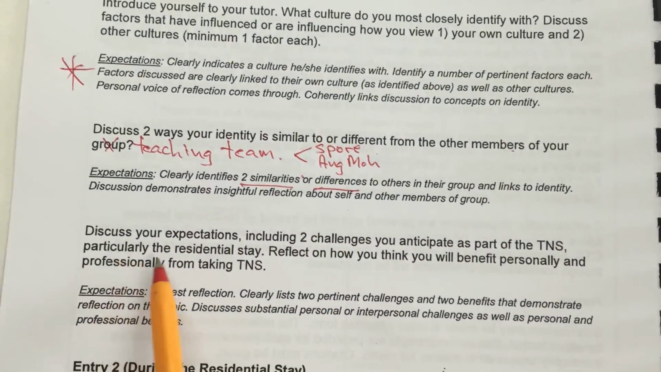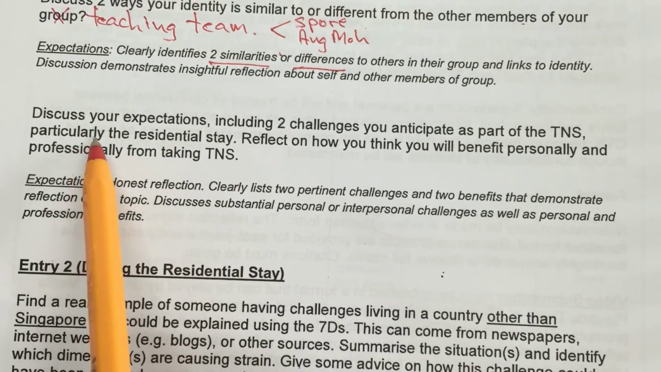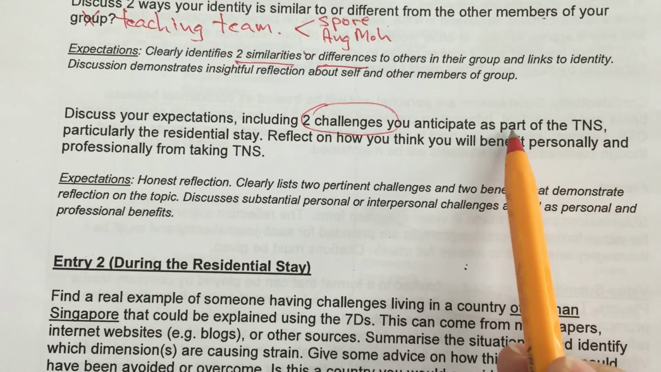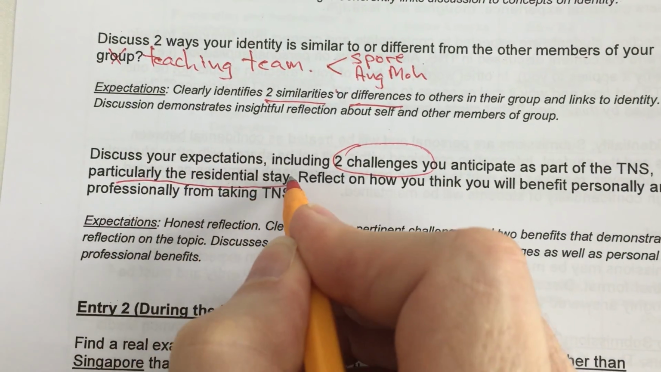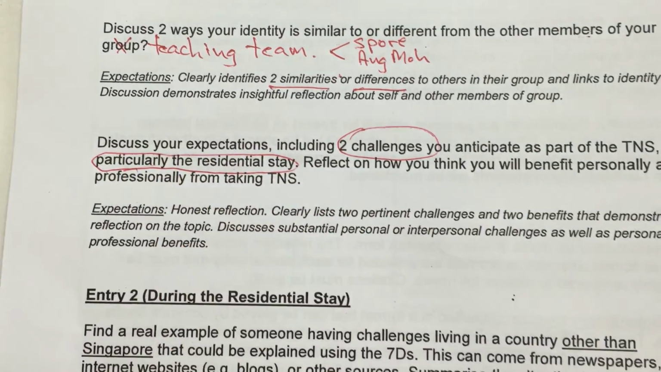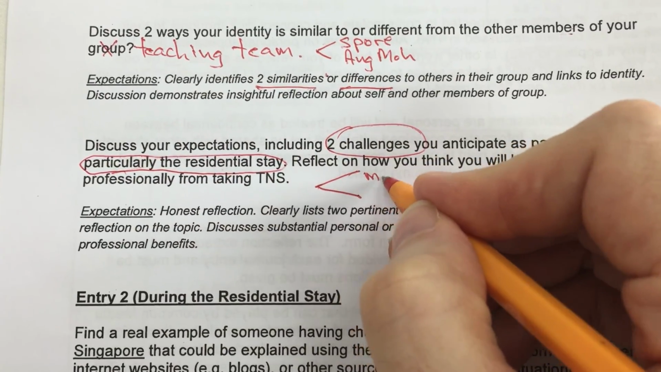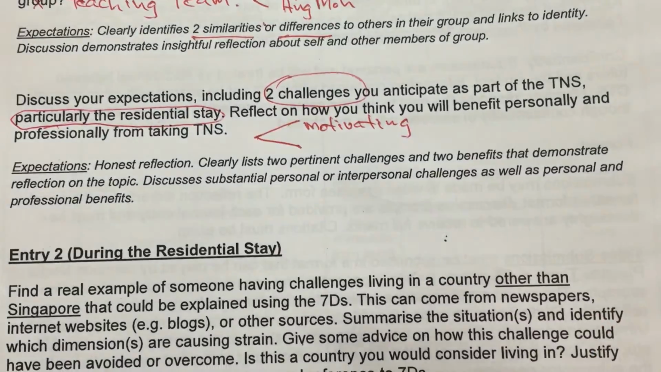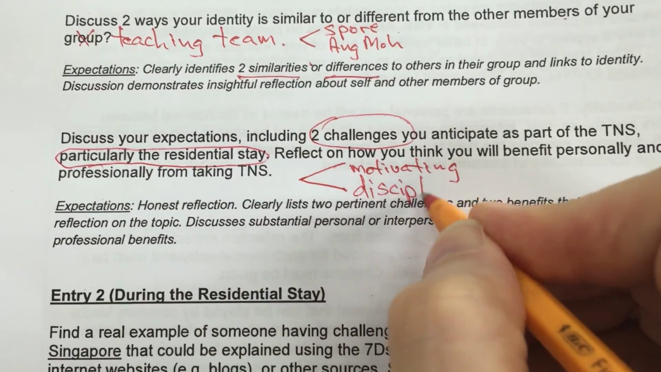All right. Finally, down here, I'm going to make sure my camera's still pointing at the right thing. Discuss your expectations, 2 challenges that you anticipate in TNS, particularly the residential stay. Okay, so I'll talk about 2 things that are important to me: motivating students, which is in general related to the subject, and disciplining students, which is more related to the residential stay.